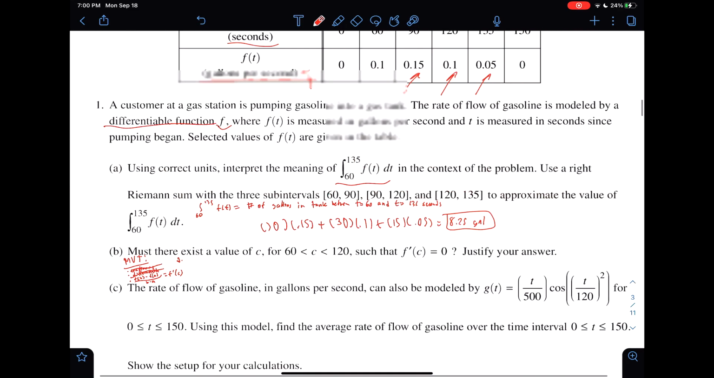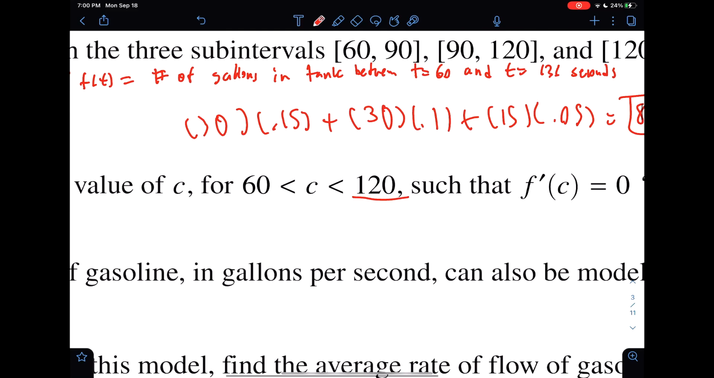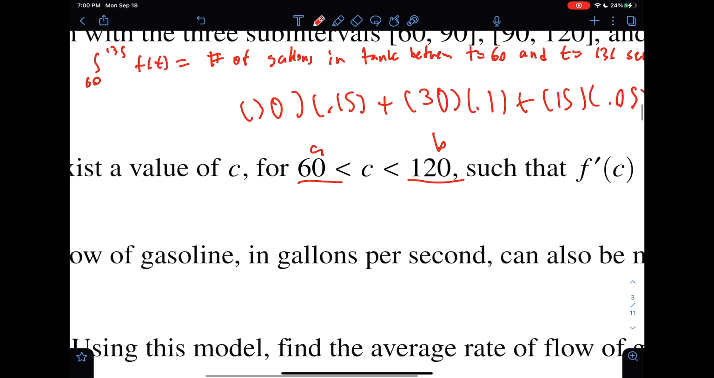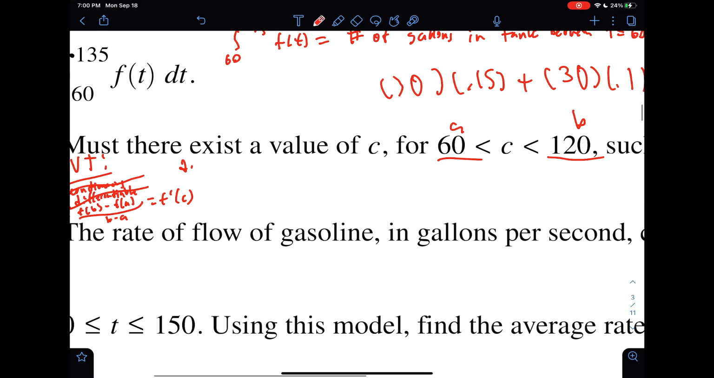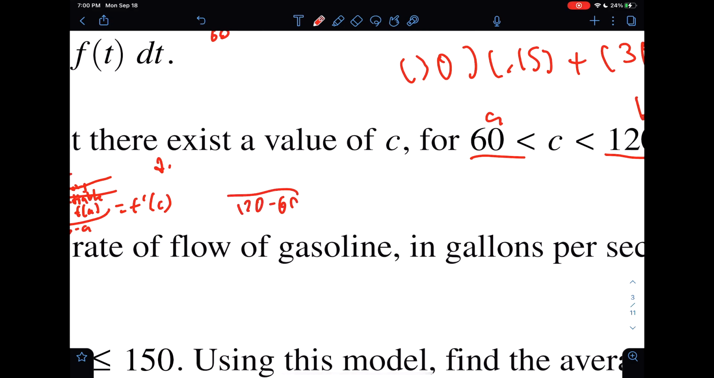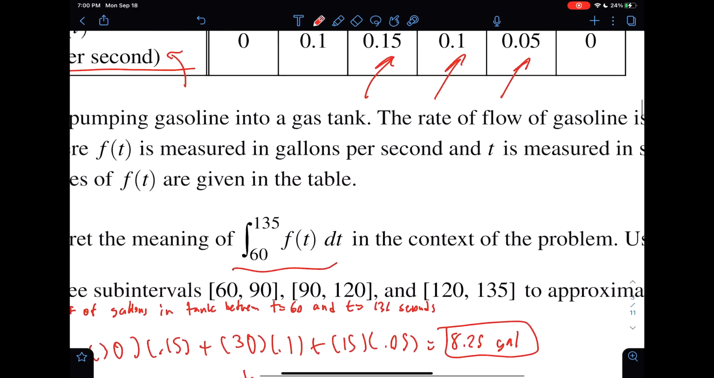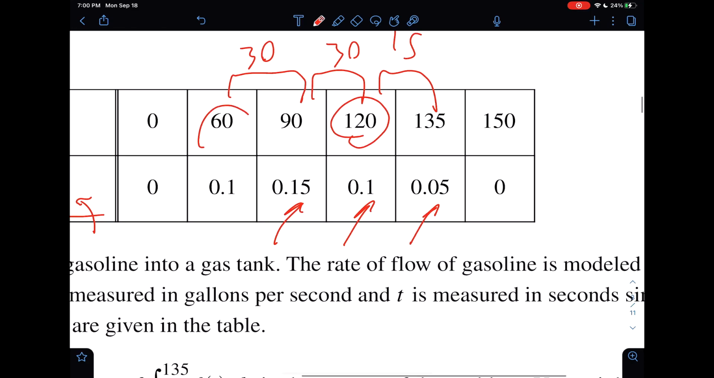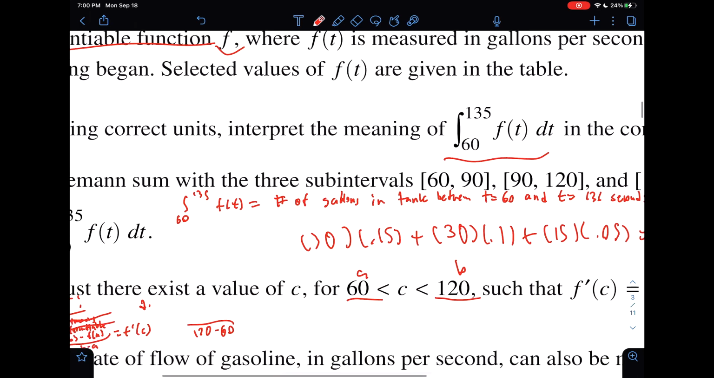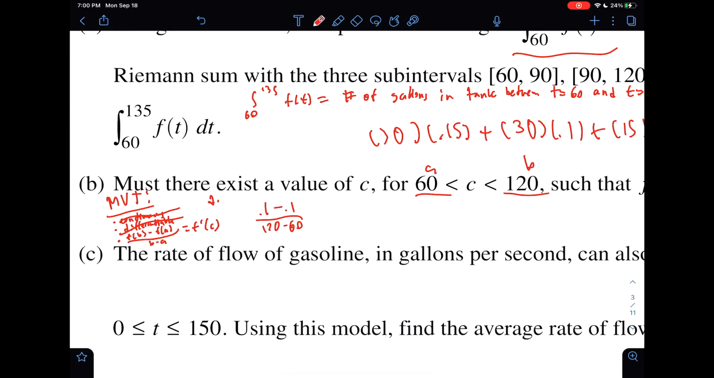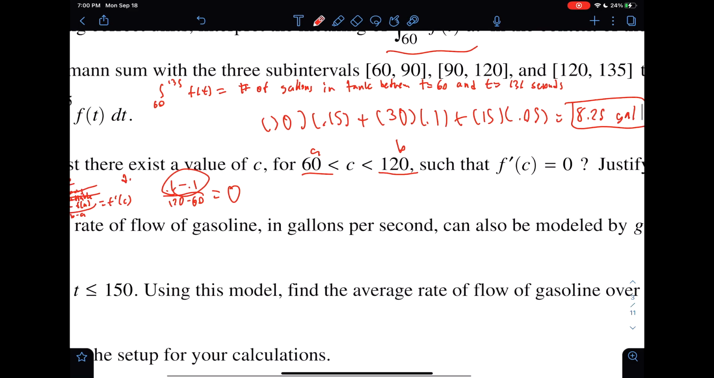So you find b and a, it gives you b and a right here. That's going to be b, that's going to be a. So put that in the bottom, 120 minus 60. And then you use the table to find these values, f of b minus f of a. So you go to the table, you look at 120 and 60. 0.1 and 0.1 are what correspond to them. So you do 0.1 minus 0.1. The top is going to be 0, so the whole thing is going to equal 0. And then you look at f prime of c, which it gives you right here. f prime of c is 0.